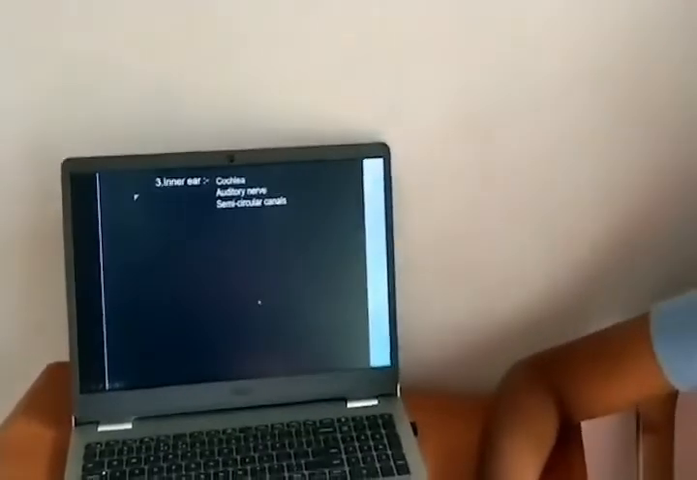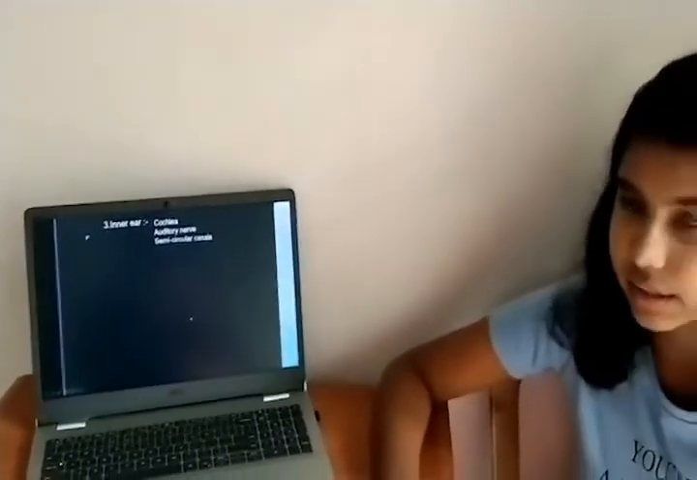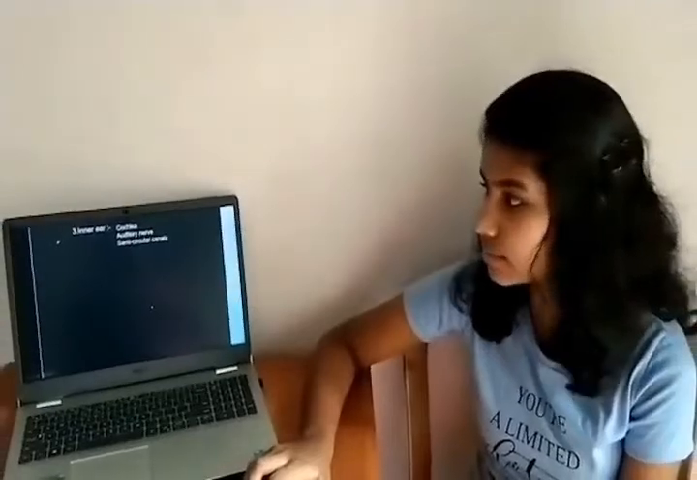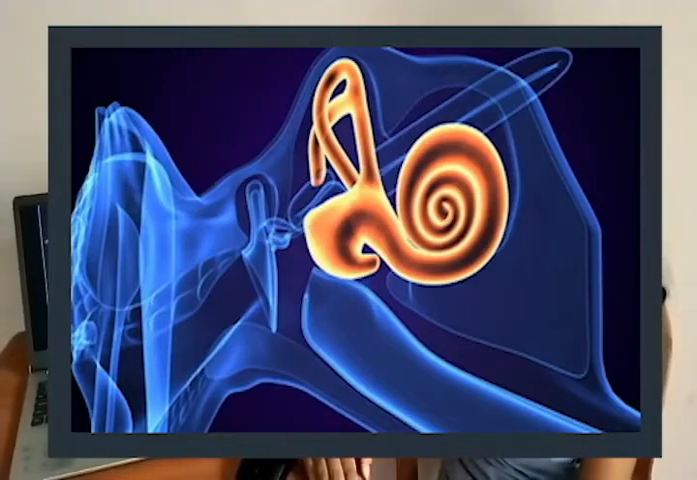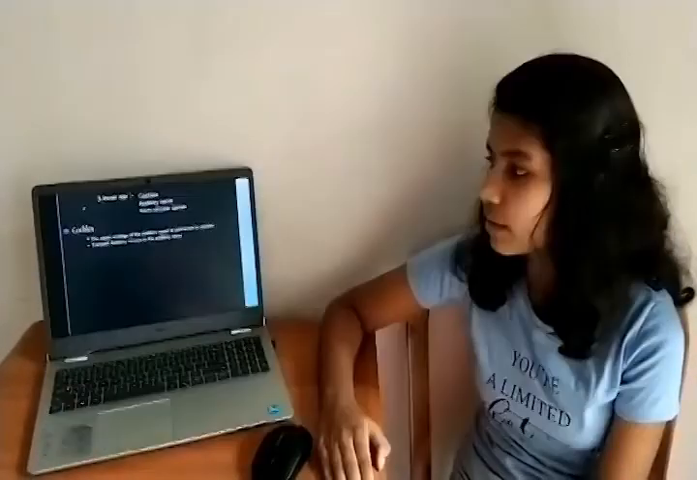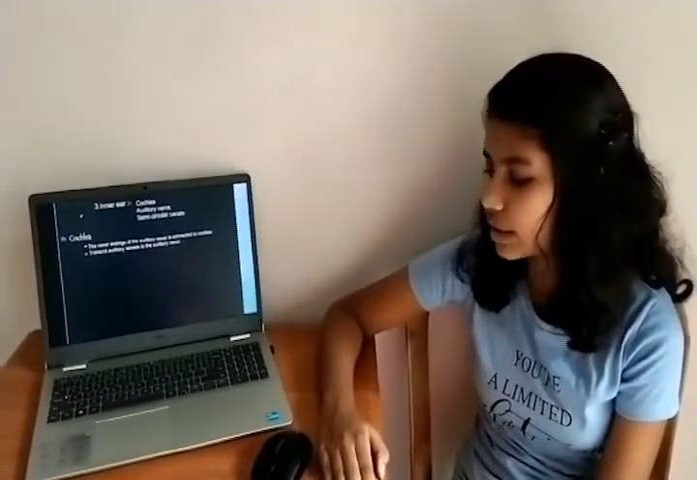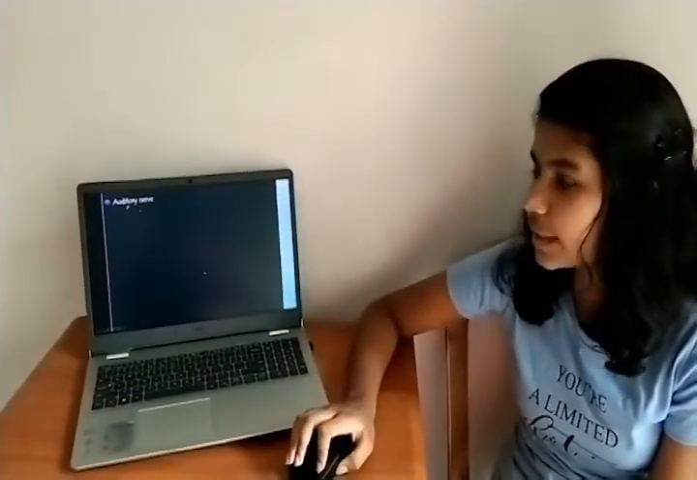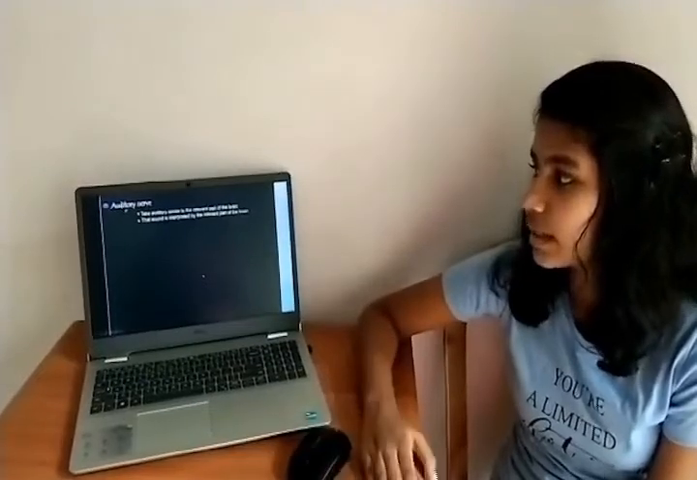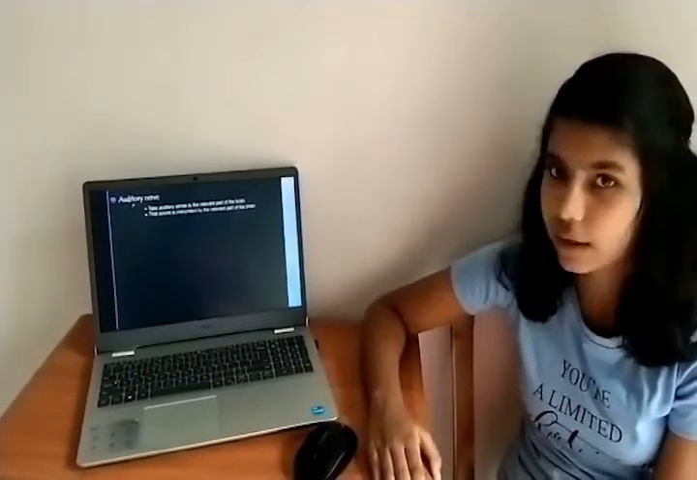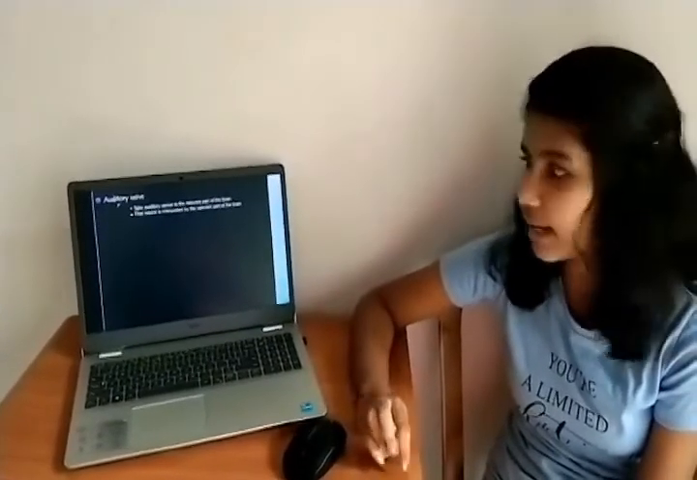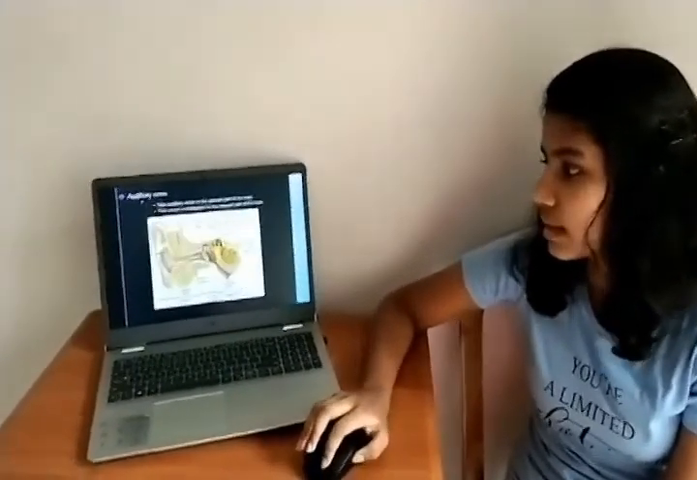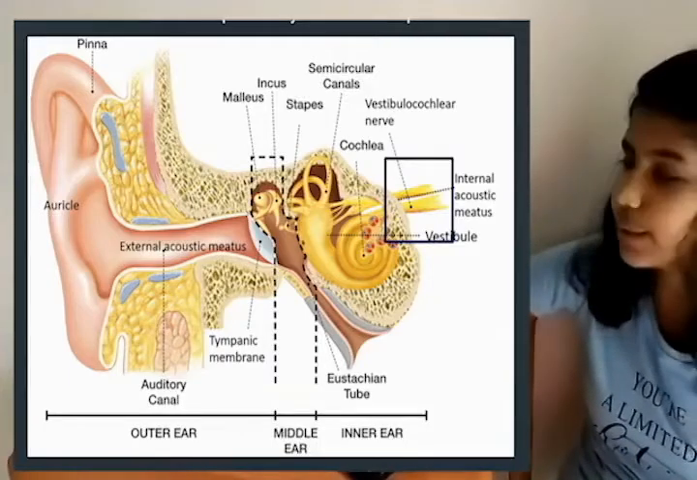Inner ear, there are three parts: cochlea, auditory nerve and semicircular canal. Cochlea. The nerve ending of the auditory nerve is connected to cochlea. Transmit auditory sensors to the auditory nerve. Auditory nerve takes auditory sense to the relevant part of brain. That sound is interpreted by the relevant part of the brain. This is the place that auditory nerve is situated.